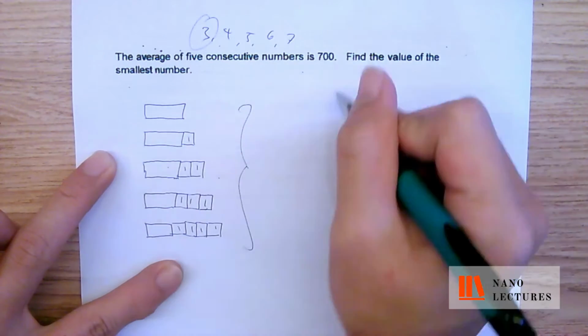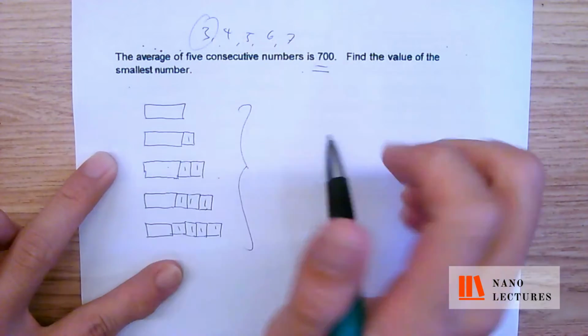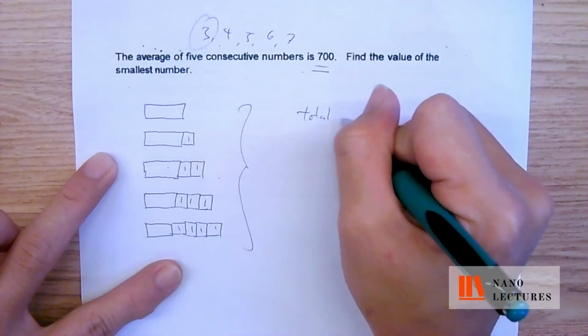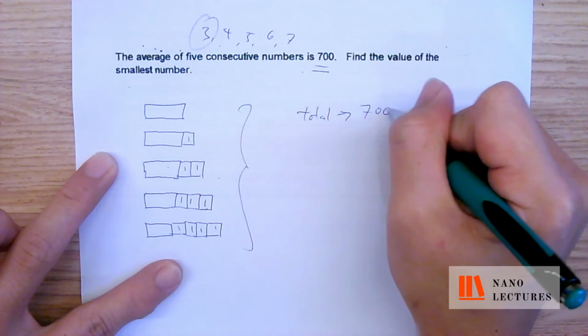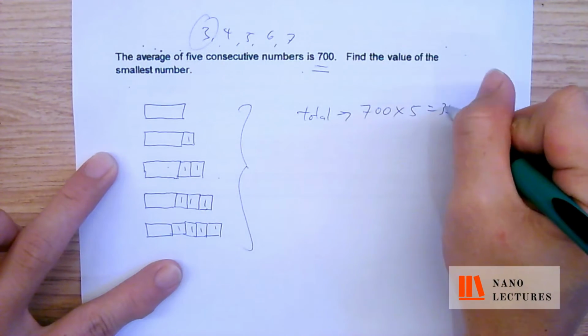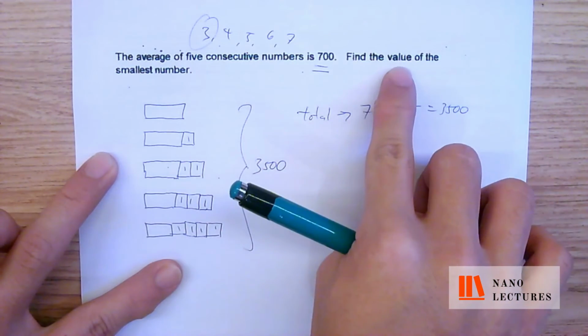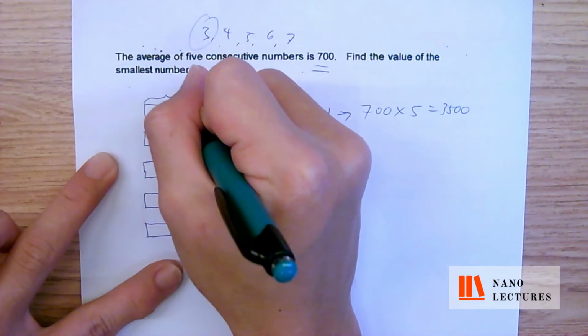And the total will be, they're saying, sorry, the average is 700. Average 700, can I find the total? So remember, always find the total first. So the total will be 700 multiplied by the number of numbers. So it's 5, right? So this one will give me 3,500. Okay, so this entire thing is worth 3,500. They are looking for the value of the smallest number, which is this.